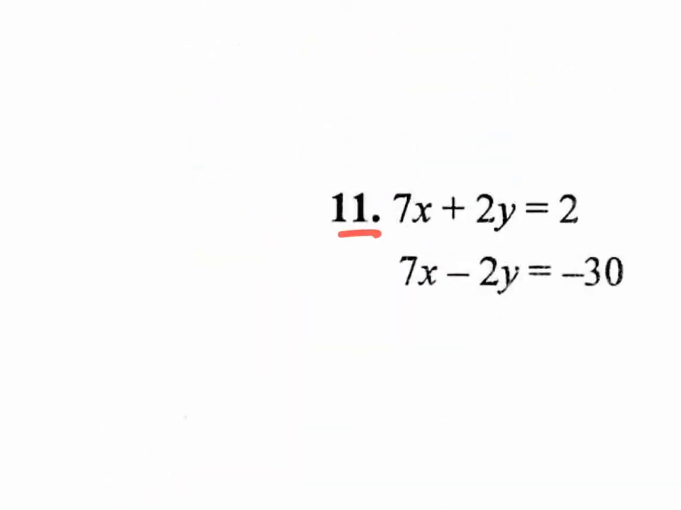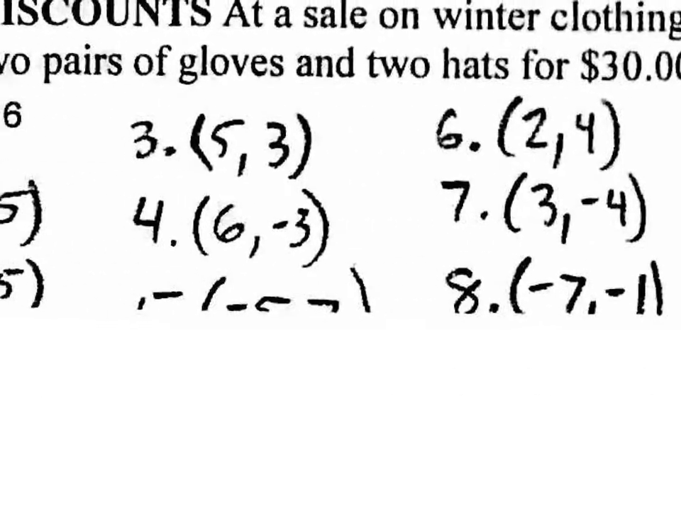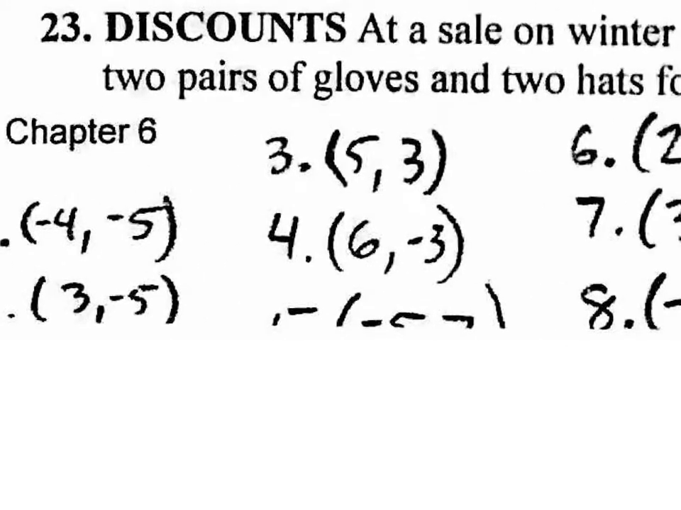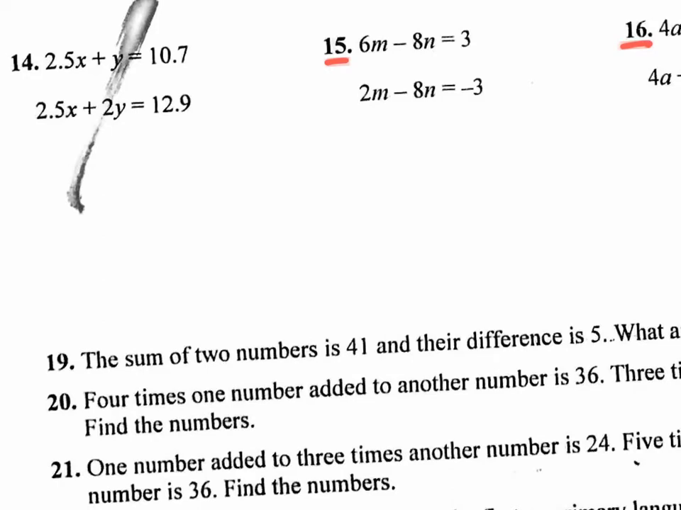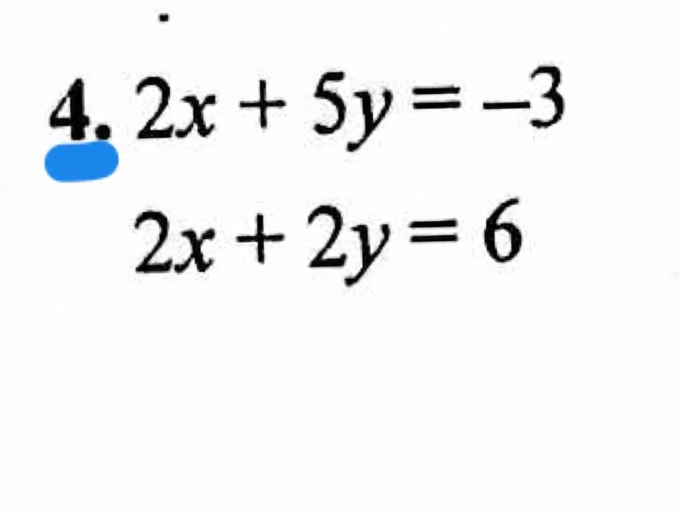If we check our answer down here, what number was that? Number 3. So x was 5 and y was 3. I'm going to do number 4, even though it's not part of our homework. Hint, hint. Might be on the next test that we take.